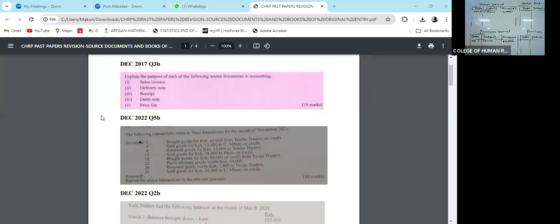On 8th, returned goods for 12,000 to Kembo. Remember, from Kembo we had bought. On 2nd, we bought goods from Kembo. On 8th, we are returning goods to Kembo. So we are returning what we had purchased. So they become purchases returns. You record it in the purchases returns journal.